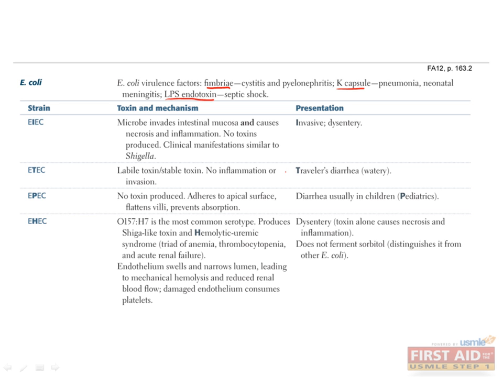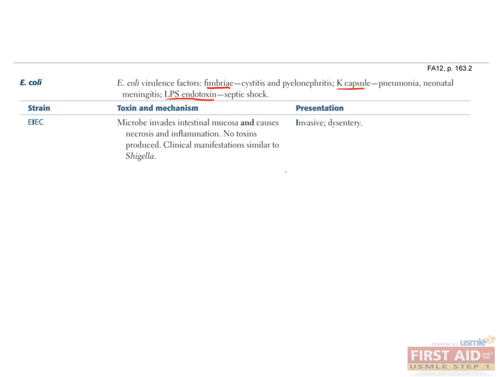This table describes the various presentations of gastroenteritis that E. coli can cause, depending on the type of causative E. coli strain. EIEC stands for entero-invasive E. coli. It does not produce a toxin, but the microbe causes necrosis and inflammation of the intestinal mucosa, which presents as dysentery similar to disease caused by Shigella.